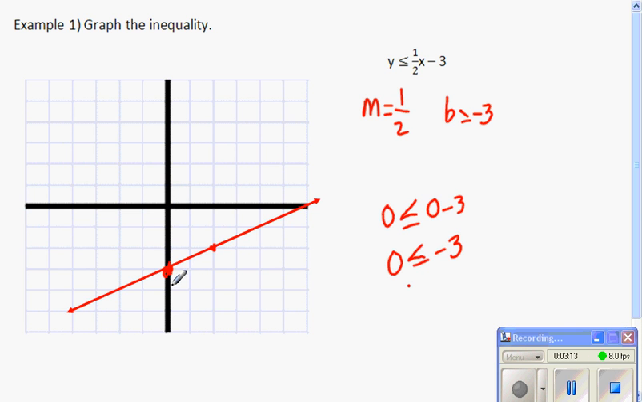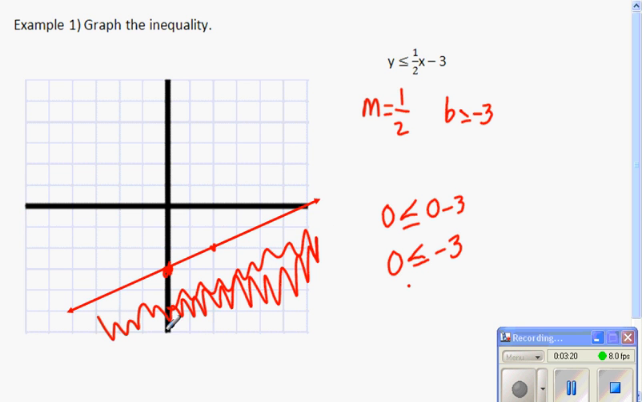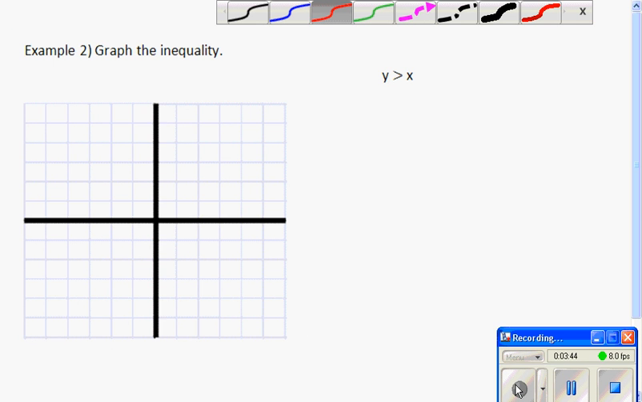This point is above the line, so I need to shade everything below the line. The reason is that all these points would make this a true solution. Remember, 0, 0 did not work, and that was above the line, so all the ones below the line would work. Another thing you can reference is in step 3: less than or equal to, you fill in below the boundary line.